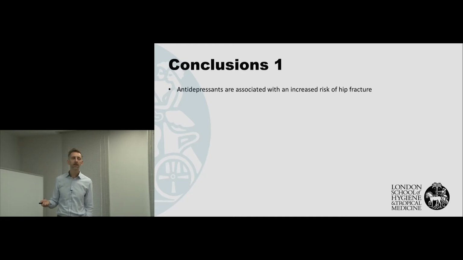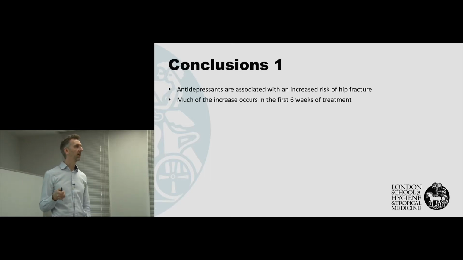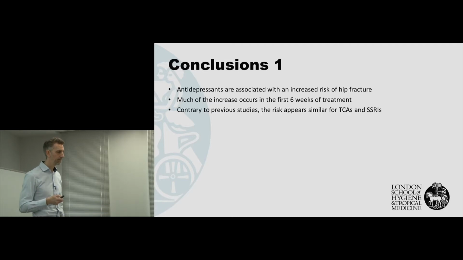So the conclusions that the investigators came to were that, first of all, antidepressants seem to be associated with an increased risk of hip fractures, and this seemed to be true for both tricyclics and SSRIs. They concluded that the increased risk was higher during the first 6 weeks of treatment than later on. They thought that, in fact, the risk seemed to be similar for both SSRIs and tricyclics, contrary to the results of the study that was in the Lancet.